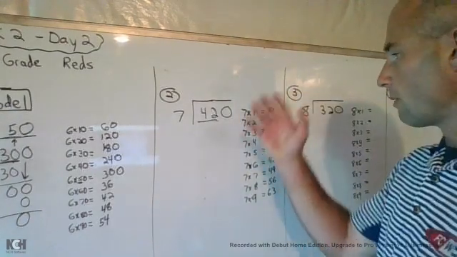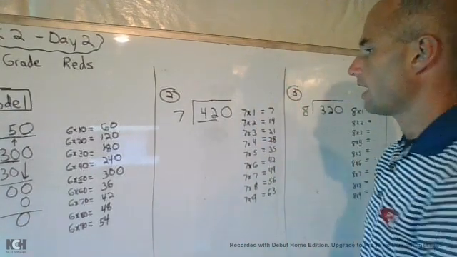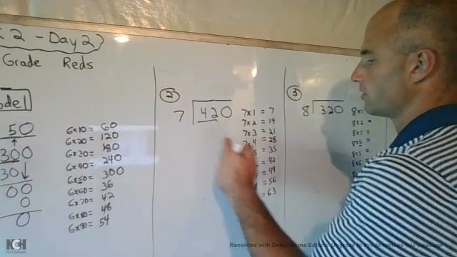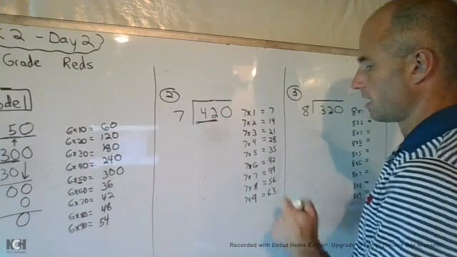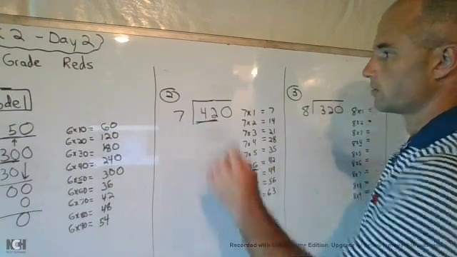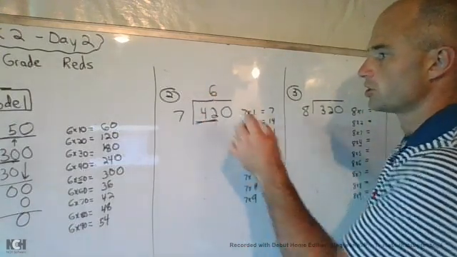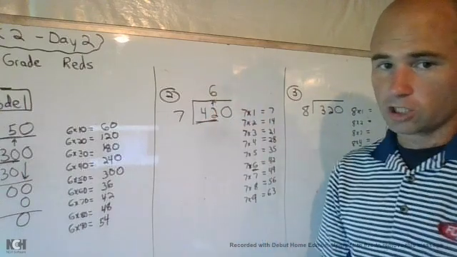Okay, so I've done my multiplication facts. I've checked to see how many 7s go into 42 by doing my multiplication facts, and I noticed 6 of them. So I put that 6 above the 2 from 42.